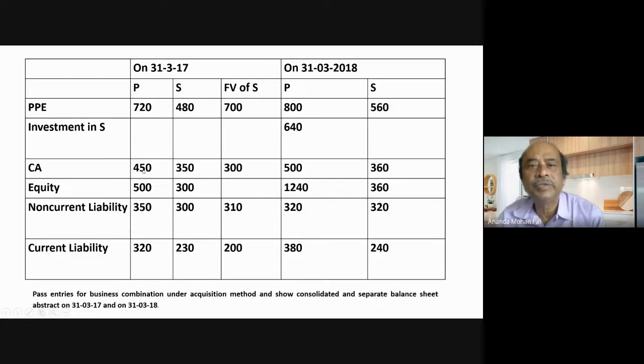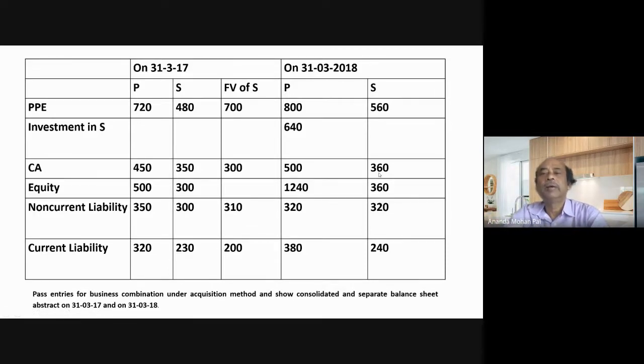Then current assets, again you see, regarding P, it is not very important. Regarding S, 350 and now 300. So there is a loss, and fair value is a loss. And then currently 360. So if I ask you what would be the consolidated current assets, then you simply add them. Book value 350, book value 500 and this 360. So 860 would be the consolidated current assets.